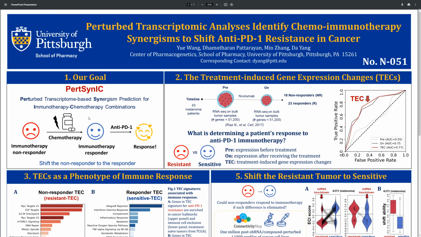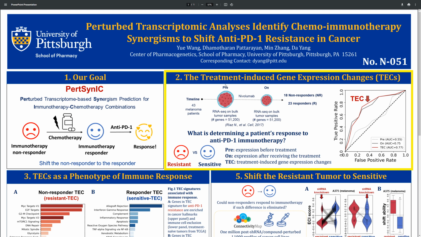We are developing an integrative analysis method called Perturbed to identify the chemotherapy drugs that can improve immunotherapy efficacy. Perturbed utilizes the treatment-induced gene expression changes as the major feature to evaluate whether a chemo drug can induce significant improvement of immune response.